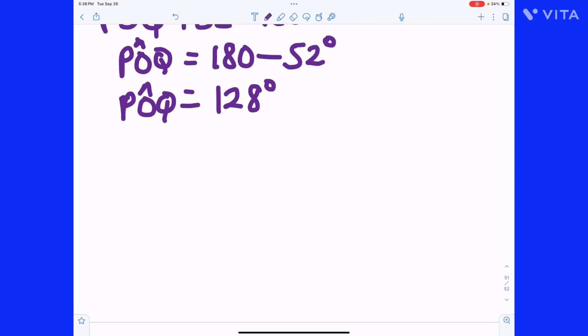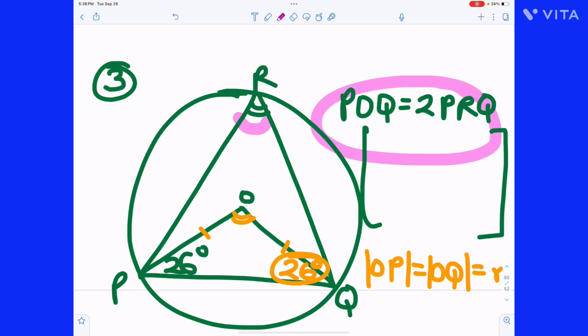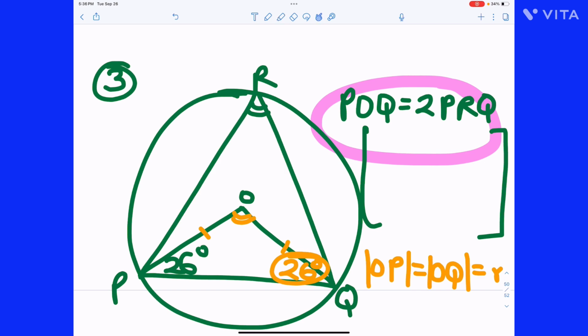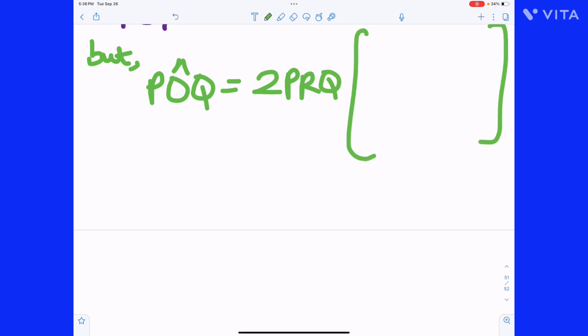So we know POQ as 128, and we said earlier that POQ is 2 times PRQ. This is PRQ here, and this is POQ here. We will now use that relationship to find PRQ. POQ is 2 times PRQ, and we gave reasons: angle at center is equal to twice angle at a point on the circumference.